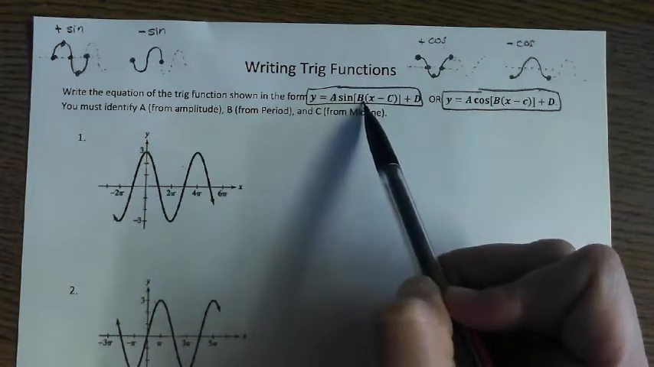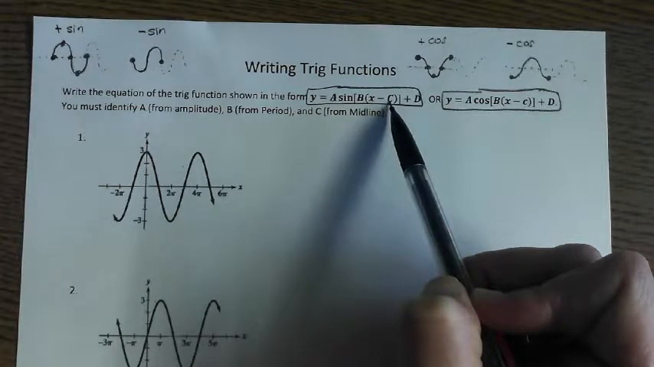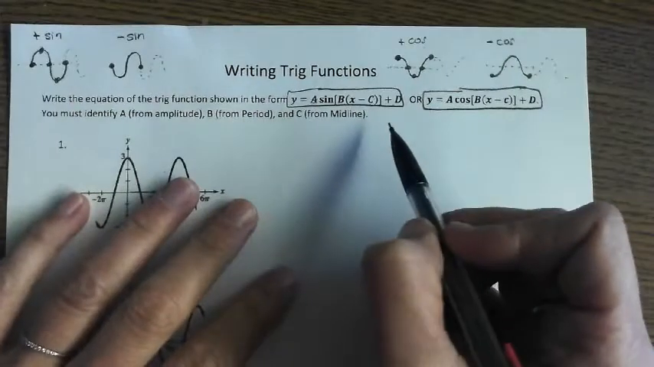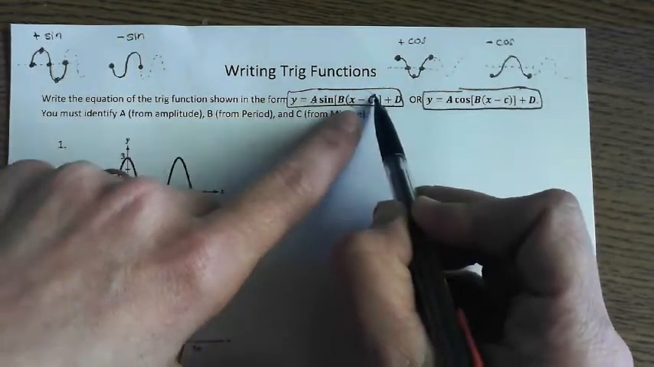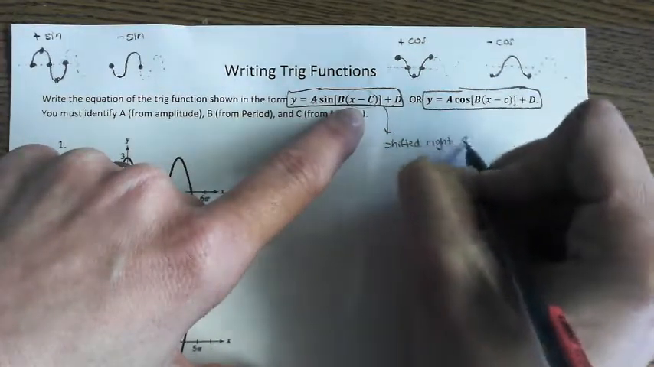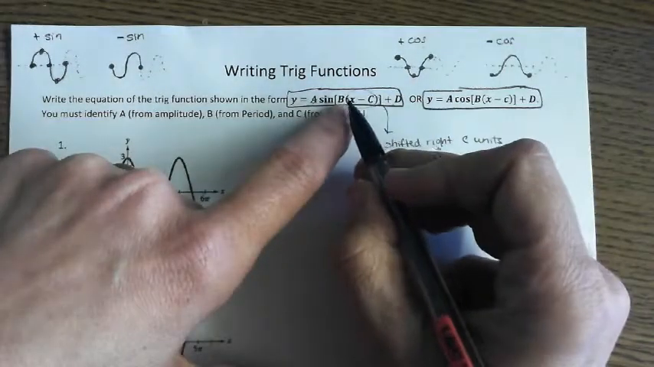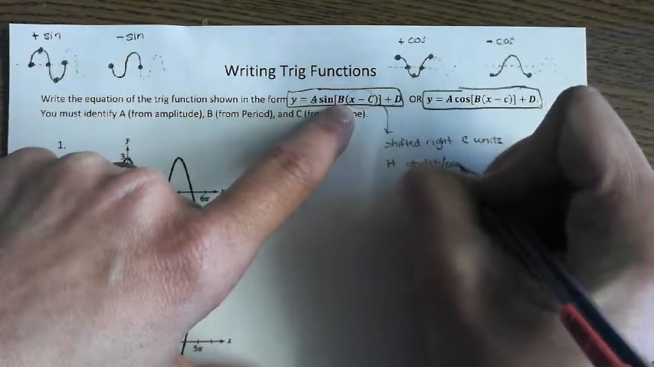Your B is going to come from the period, which I'll get to in a second. Your C is going to come from your horizontal shift, and D is going to come from your midline. So here's what essentially happens. If we're talking about transformations, this gets shifted right C units. B is going to be a horizontal stretch or compression.